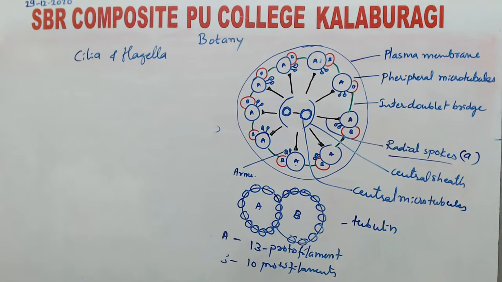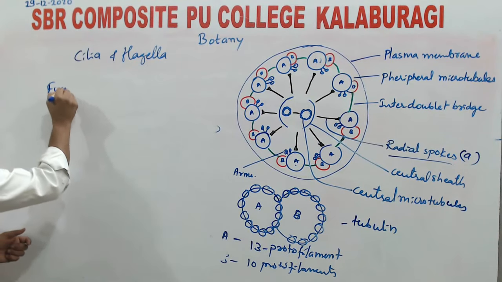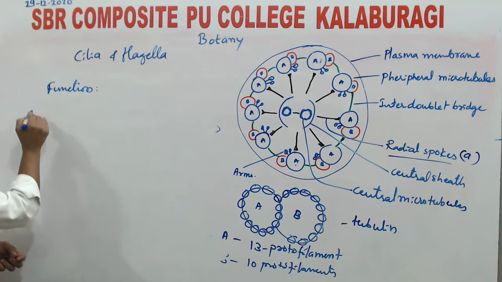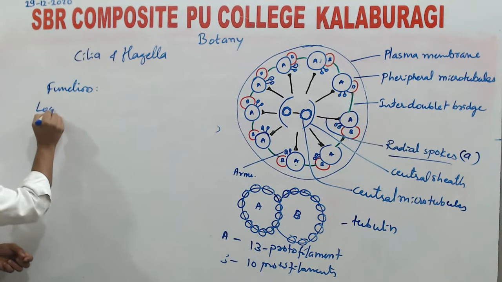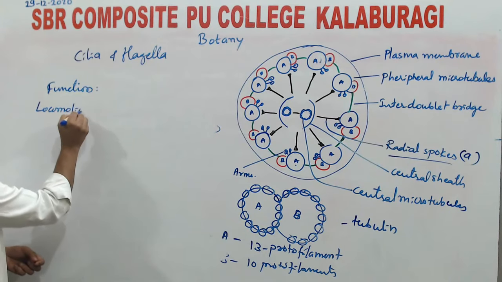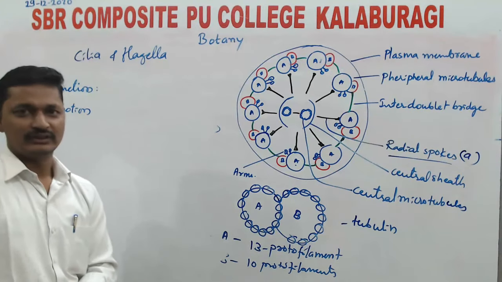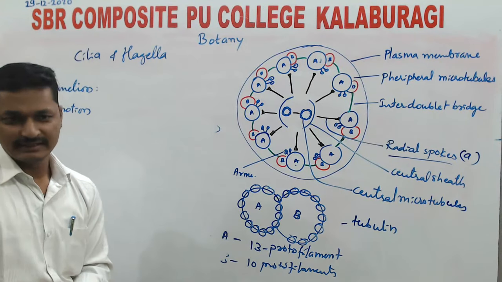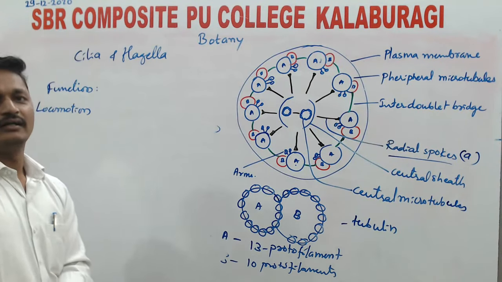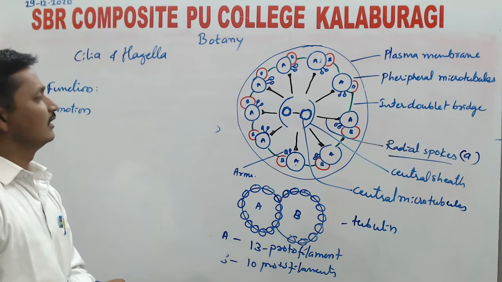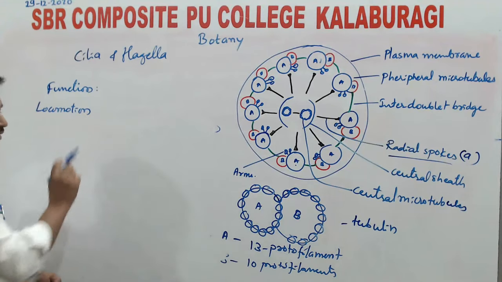Function of cilia and flagella. The main function is locomotion. Most of the flagellated protozoans and zoospores use flagella as locomotory organs.